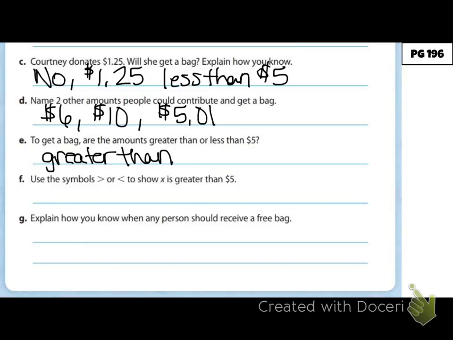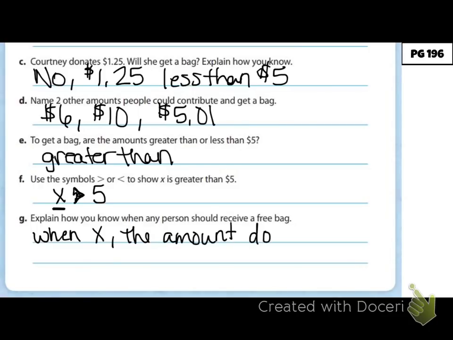So F says use the symbols greater than or less than to show X is greater than 5. So here's our X. It is bigger than, remember these are the teeth, the big alligators eating the bigger number, $5. So G says explain how you know when any person should receive a bag. So it would be when X, because this is the amount that people are donating, the amount donated is greater than $5.